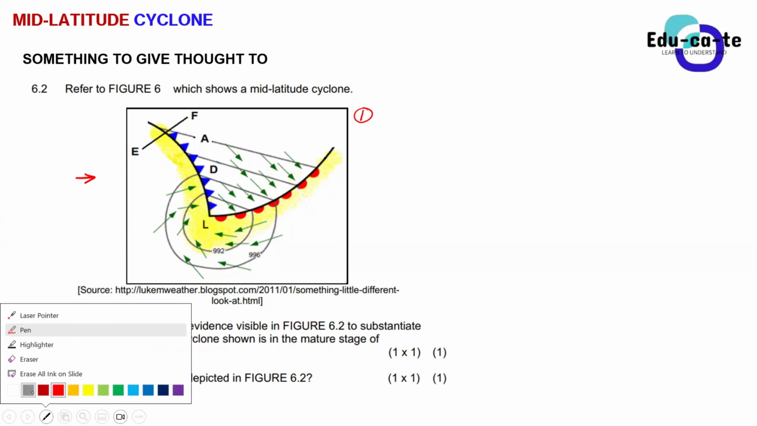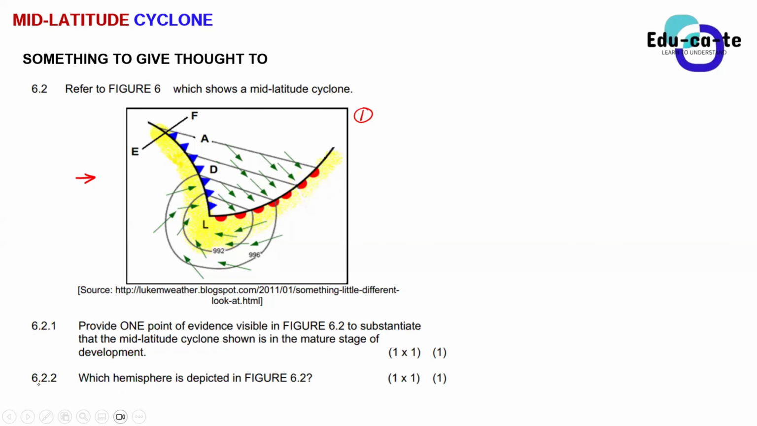So what is one of the things that you can give as evidence that this is a mid-latitude cyclone? What can you see that you can point out and say that this is a mid-latitude cyclone? What evidence can you see? Yes, Dahazo. So I see a cold front and a warm front. Yes, you see a cold front and a warm front. When there's a cold front and a warm front, it is part of a mid-latitude cyclone.